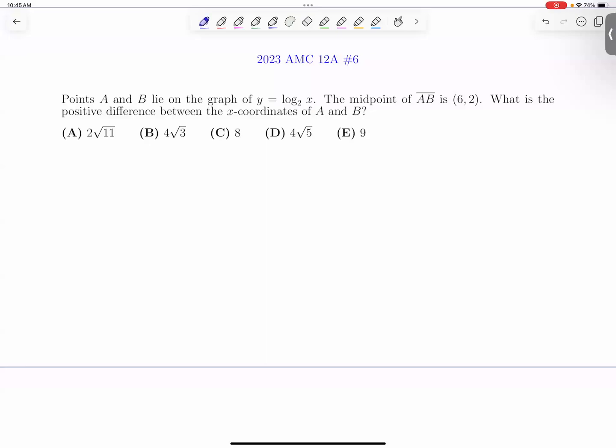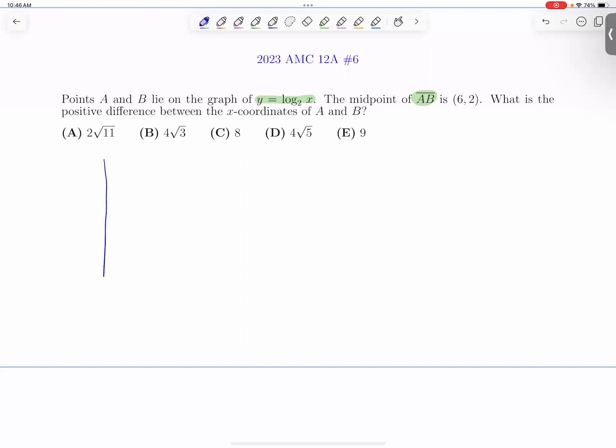Points A and B lie on the graph of y is equal to log x in base 2. The midpoint of line segment AB is (6, 2). What is the positive difference between the x coordinates of A and B?